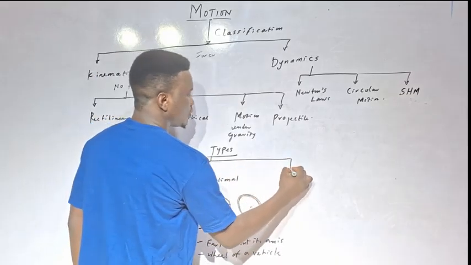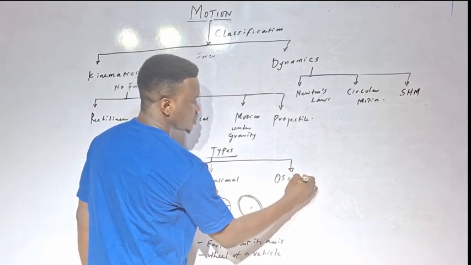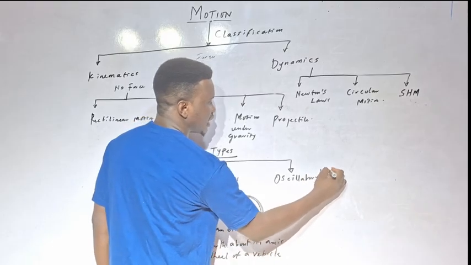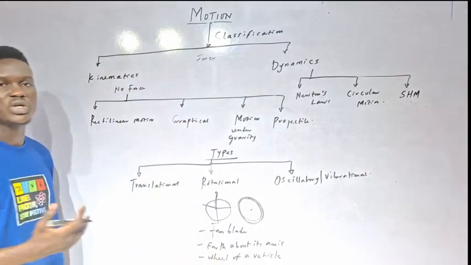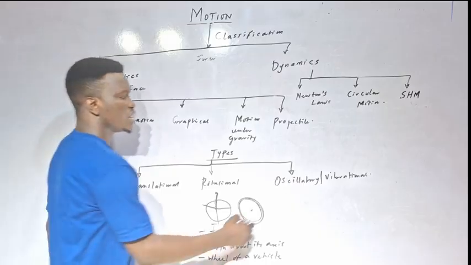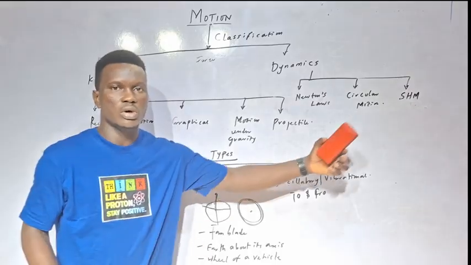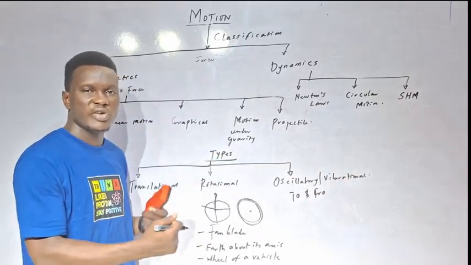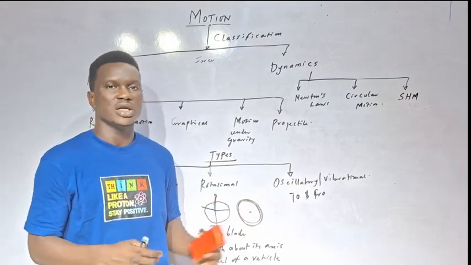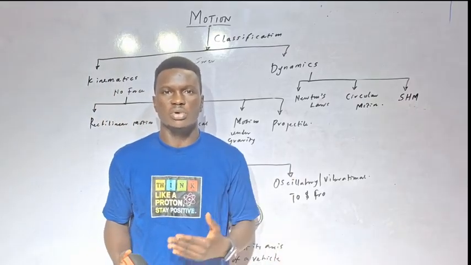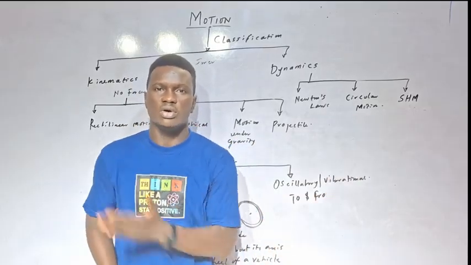Now, another type of motion is oscillatory motion. Oscillatory is also known as vibrational motion. So please follow through. We have a lot to do. Whenever you hear the words to and fro, a body keeps moving forward and backward, keeps vibrating. That is what we call vibrational or oscillatory motion: the to and fro movement of a body about its equilibrium position.